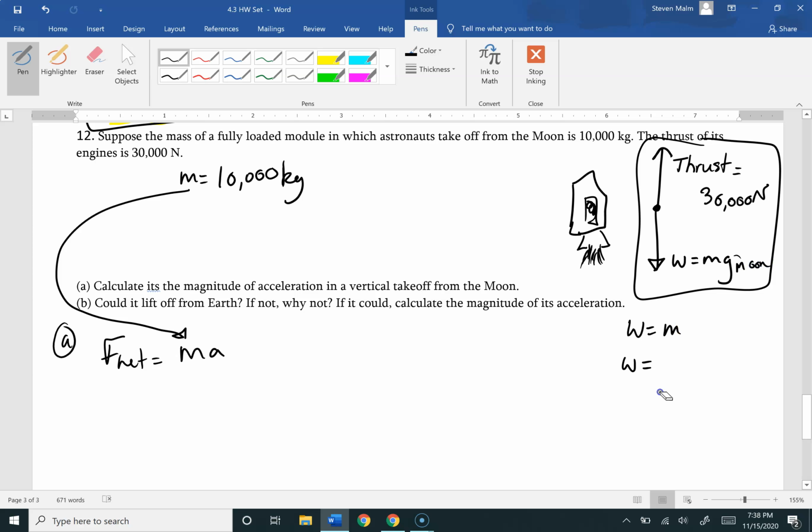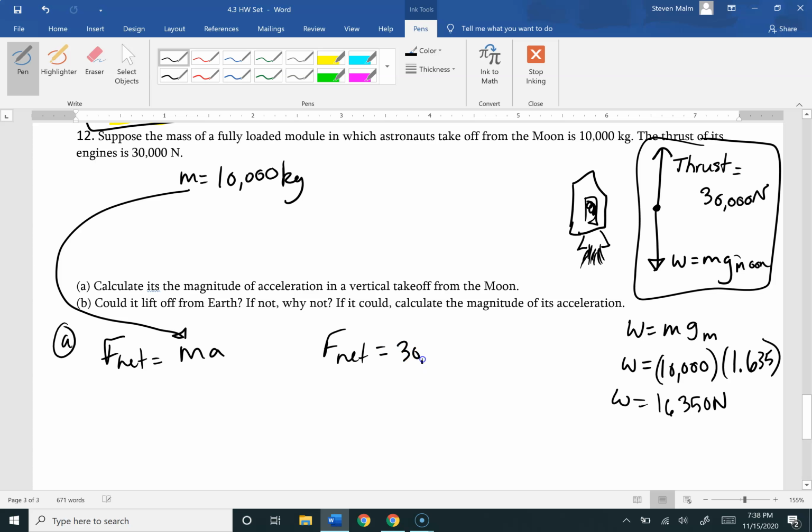So, again, weight equals mass times the gravity of the moon, which in this particular case is going to be the 10,000 kilograms times the 1/6 from the previous problem, so 1.635 meters per second squared. So our weight, 10,000 times 1.635 is 16,350 newtons. If our thrust, so in this case we need to know what our F net is.